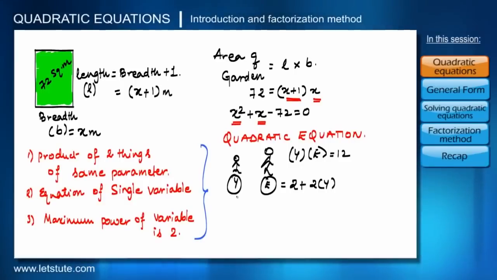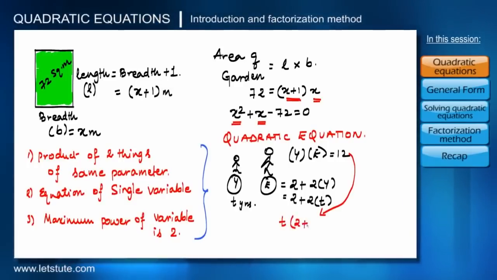That means if I take the age of the younger brother as t years, then the age of the elder brother will be 2 plus 2 into t. According to this condition, the product of their ages, younger one t and elder one 2 plus 2t, will be 12. On calculating and rearranging, we get 2t square plus 2t minus 12 equals 0.